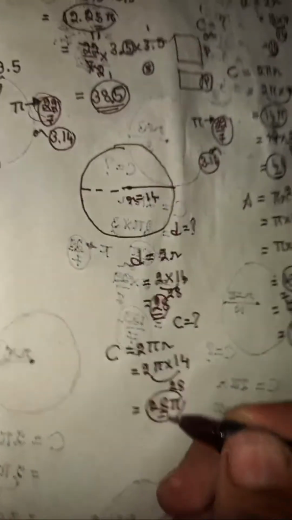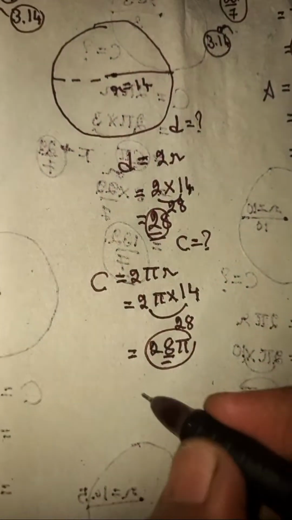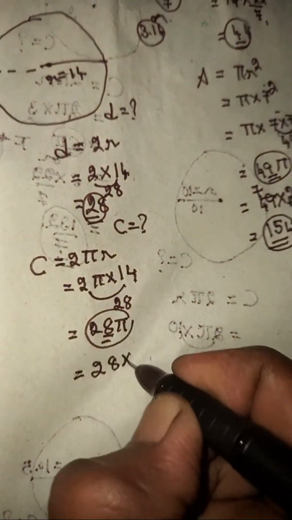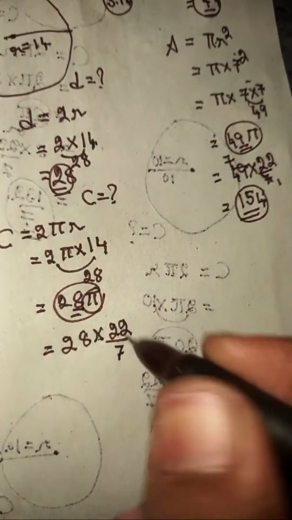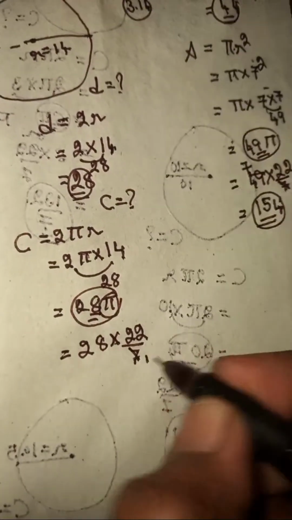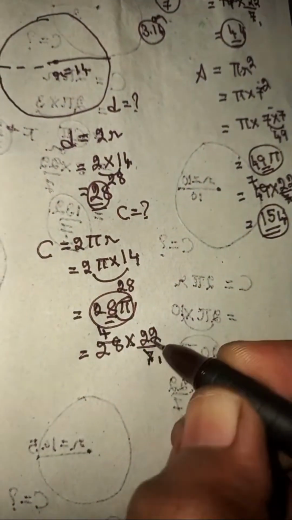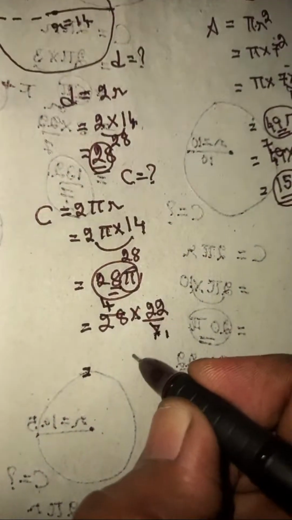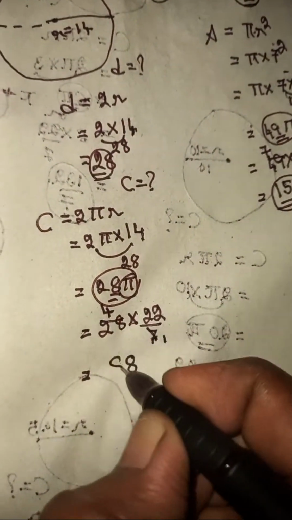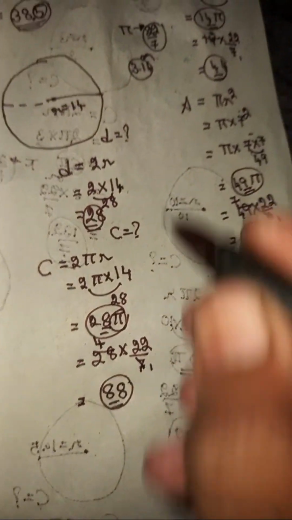That is the circumference. This pi, if you don't want, you can write it as 28 times of 22 by 7. Pi value is 22 by 7. You can divide 7 one times. 7 four times is 28. Now you can multiply this. 4 times of 2 is 8, and 4 times of 2 is again 8. 88 units is the circumference of the circle.